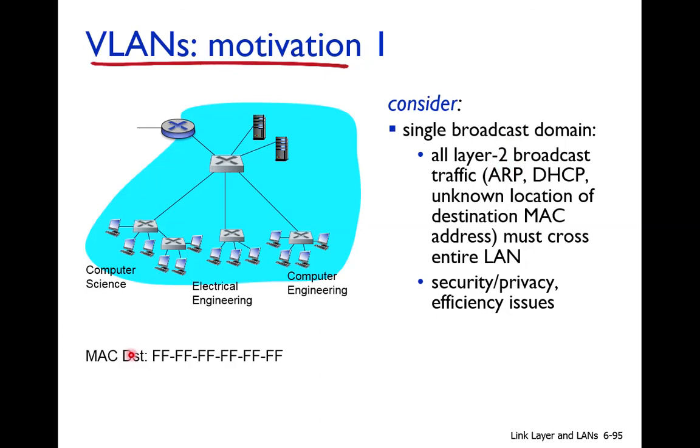Why? Because if there is a packet with the MAC destination address FF, then it will be sent to all the nodes. For example, we have an organization, Kamset University. It has three departments: computer science, electrical, and computer engineering. This is the building of computer science, so there are two switches. This is the building of electrical engineering. This is the building of computer engineering.